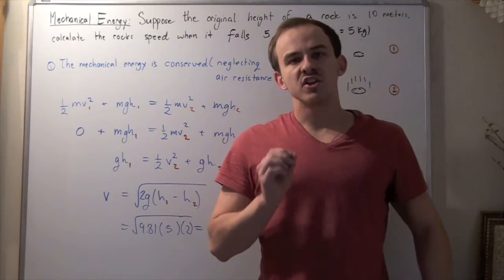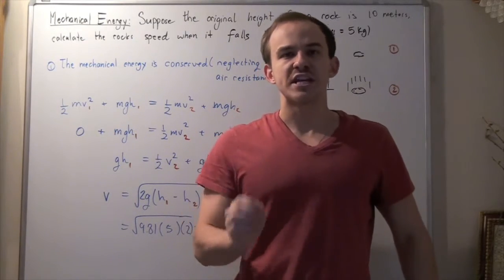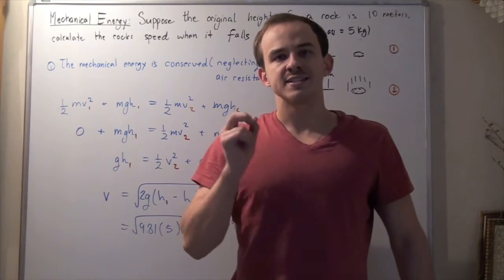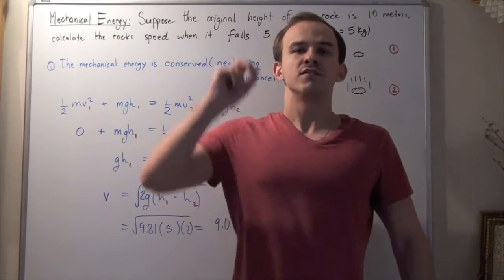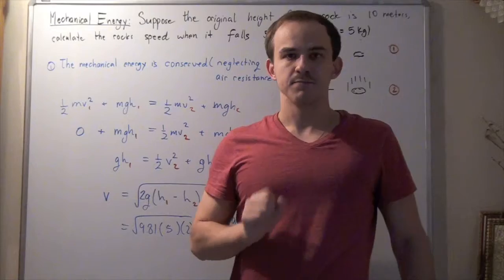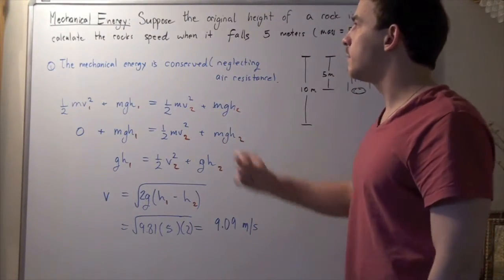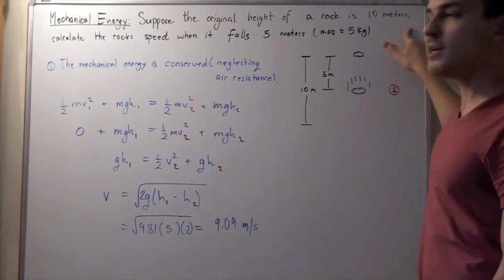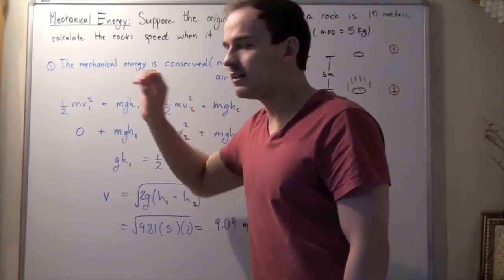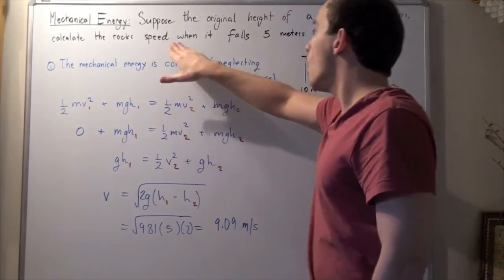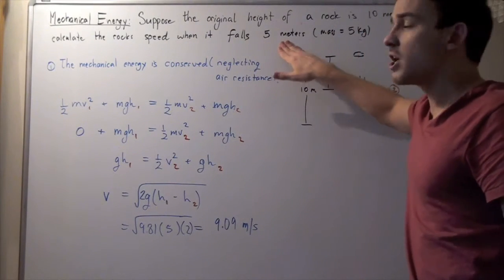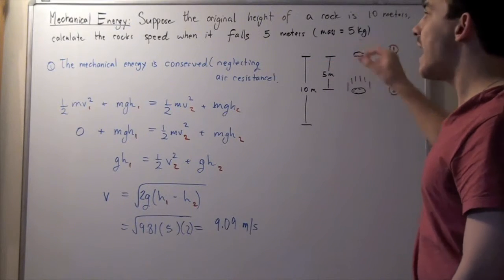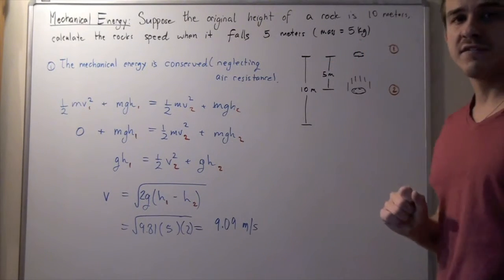In this example, we're going to examine the changes in potential energy as well as kinetic energy that a rock experiences as it travels from some higher height to a lower height. So let's look at the following example. Suppose the original height of a rock is 10 meters. And now we want to calculate the rock's speed when it falls 5 meters from its initial height of 10 meters. Now let's assume the mass of our object, the rock, is 5 kilograms.